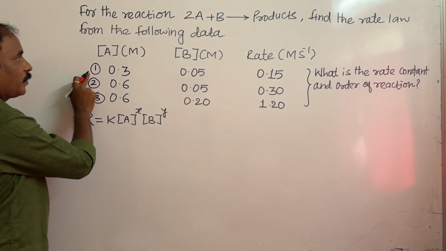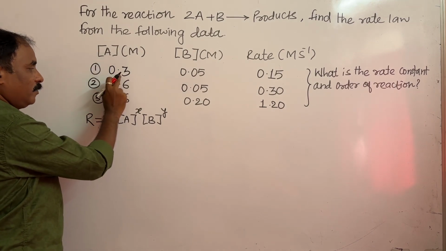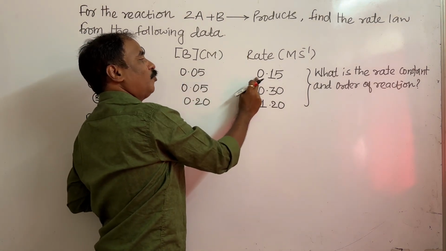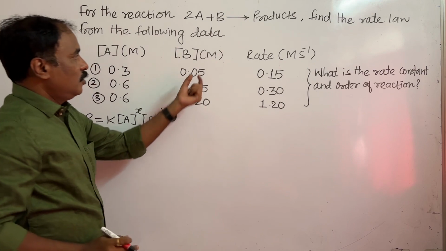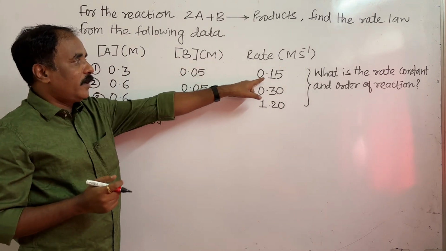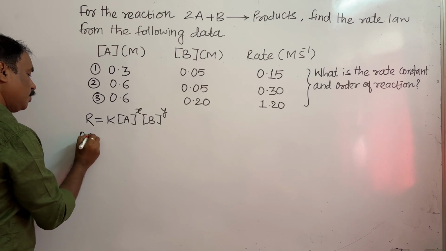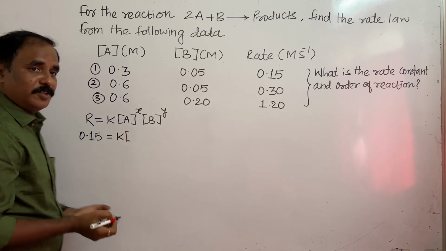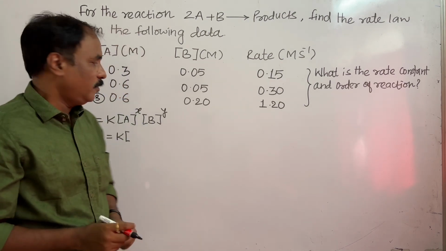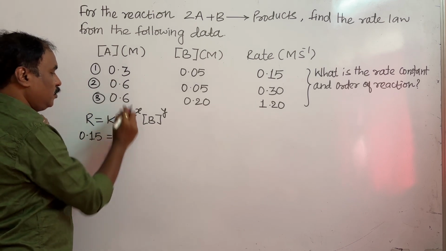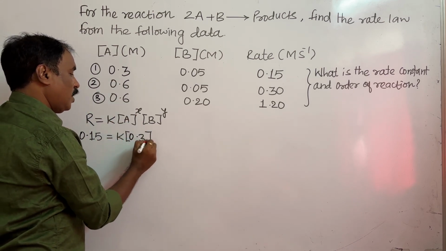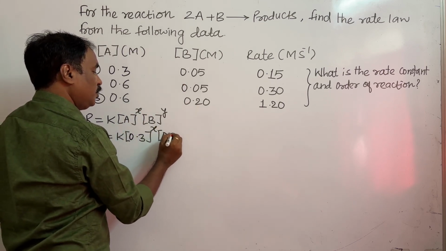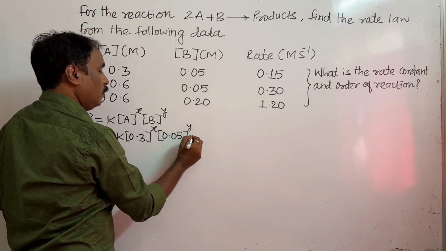Experiment number 1: the concentration of A is 0.3, the concentration of B is 0.05, and the rate of reaction is 0.15 molar per second. So for the first experimental observation, the rate is 0.15, equal to K, which we keep as it is because we don't know the rate constant here. We can find the rate constant later. The concentration of A is 0.3 to the power X, and the concentration of B is 0.05 to the power Y. This is equation number 1.